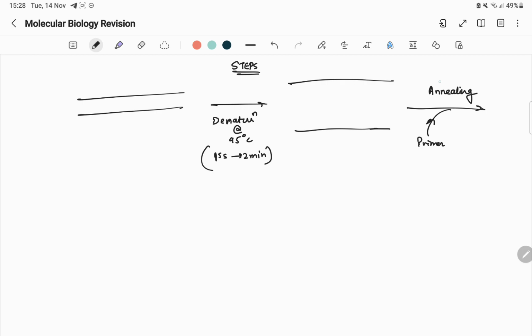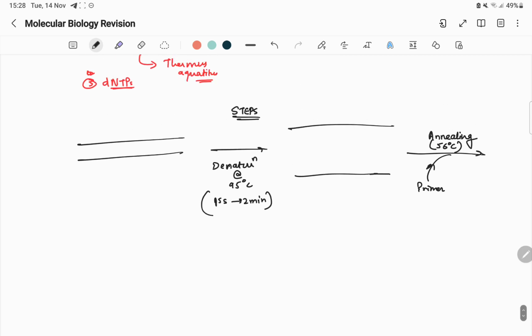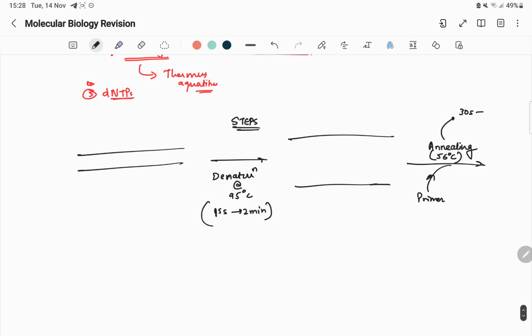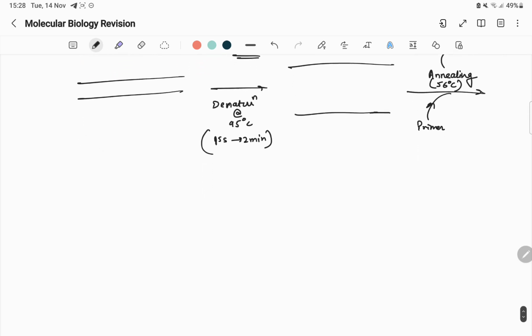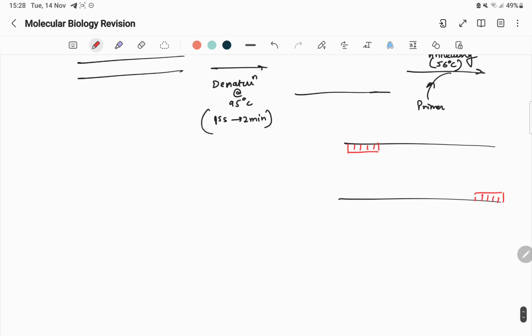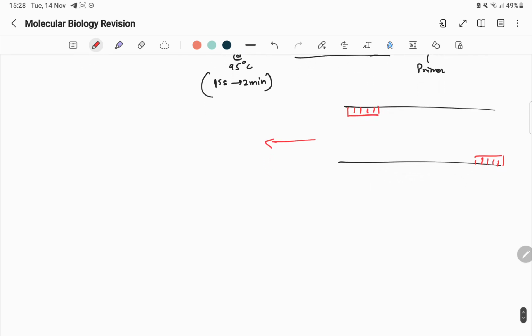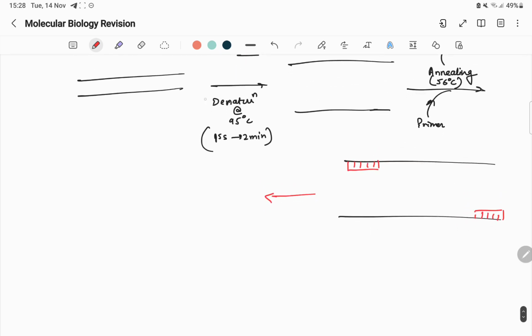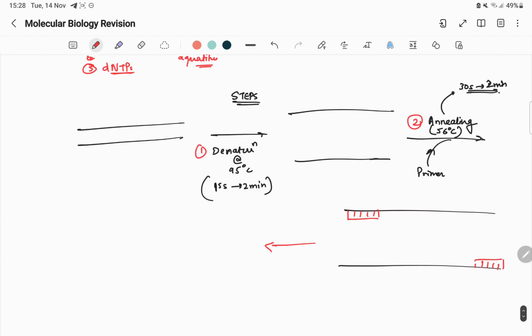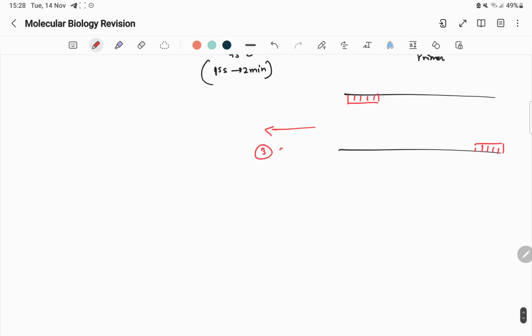It is done at 56 degrees Celsius, for 30 seconds to 2 minutes. Understood? Then afterwards you add the primer. The primer is complementary to the target DNA ends, so the primers get attached like this. Then you add your Taq DNA polymerase. This is denaturation, annealing too, and the third is the extension.